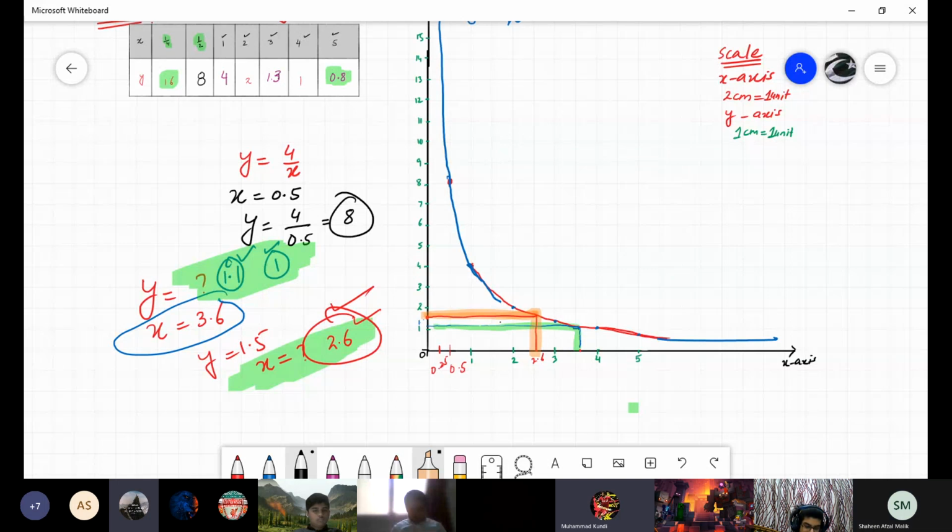Ma'am, I'm getting 2.7. 2.7 is okay, because at the back the answer is 2.65, Ahmed. If we round it to one decimal place, it will be 2.7. So no problem. But your answer should be exactly according to your graph line and your values. Don't write the answer from the back of the book if your graph is showing something else.